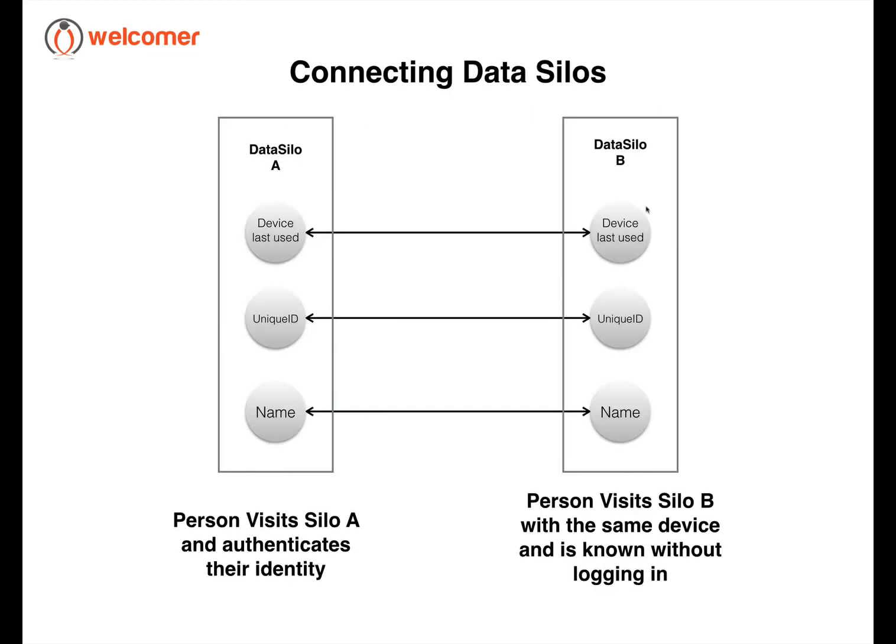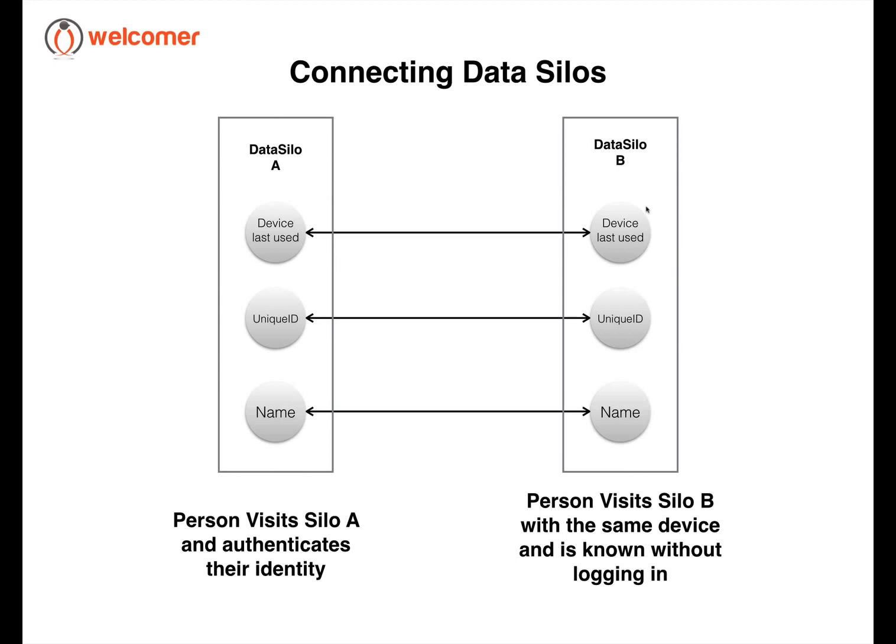This slide illustrates how Welcomer can be used to make it easy for a person to browse Welcomer-enabled websites. The person visits a data silo A and uses a particular device, say their mobile phone. They authenticate themselves to the data silo with their voice print and a password. Later, they visit another Welcomer-enabled data silo by browsing to a website with the same mobile phone. Welcomer detects that it is the same device and so knows who it is likely to be. The silo can ask for further confirmation of identity or be satisfied and allow the person to access the data silo.